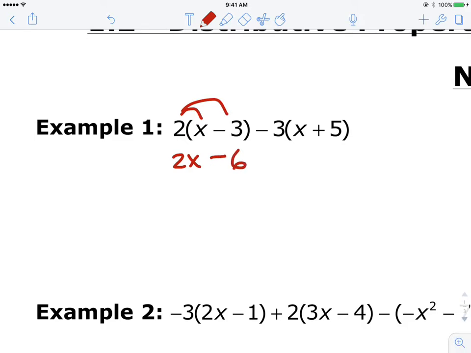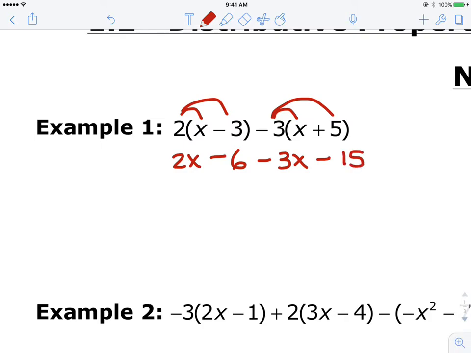The following group is x plus 5, and we know that that's going to be multiplied by the number in the front. Now, careful, the number in front of this one is not 3, it's negative 3. So negative 3 times x is negative 3x, and negative 3 times positive 5 is actually negative 15.